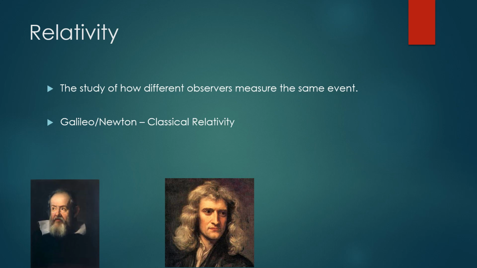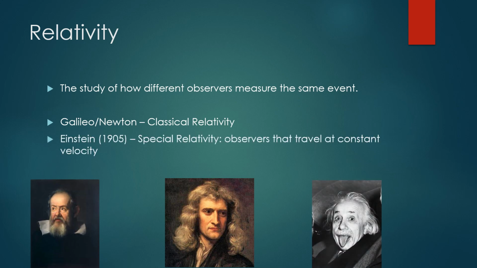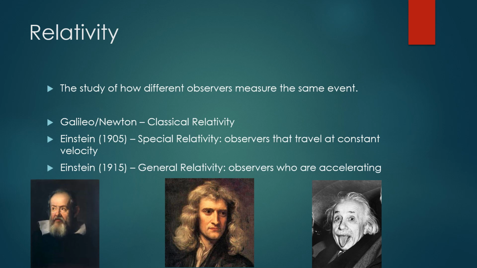And it was Einstein that came up with the more accurate modern model of relativity that we call special theory of relativity. Special relativity, as proposed in 1905, deals with observers that travel at a constant velocity. General relativity, which was proposed in 1915, deals with observers who are accelerating.